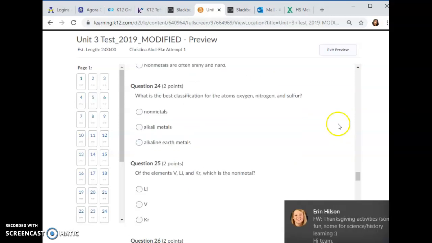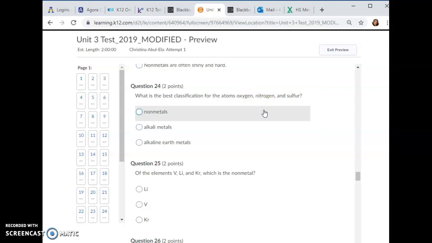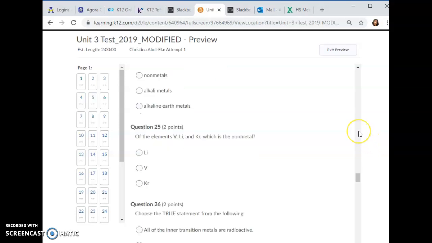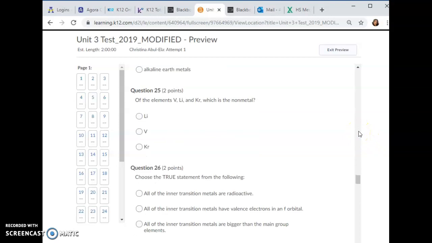Question 24. What is the best classification for the atoms oxygen, nitrogen, and sulfur? Are they all nonmetals, alkali metals, alkaline earth metals? Question 25. Of the elements vanadium, lithium, and krypton, which is the nonmetal? Lithium, vanadium, krypton.